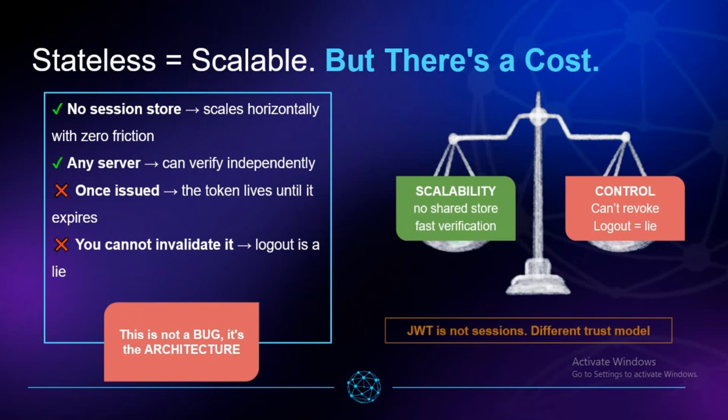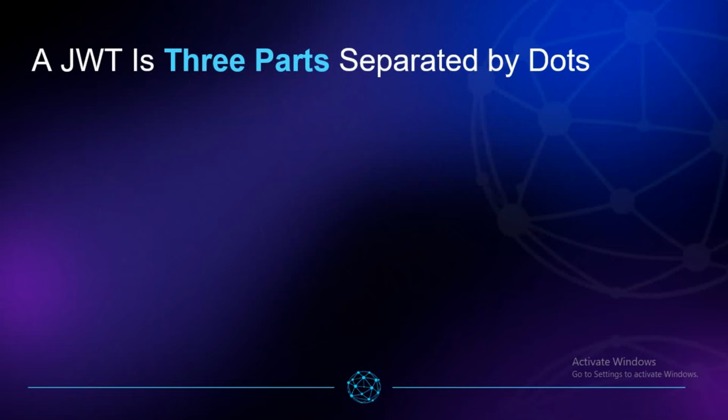This isn't a bug. This isn't something you can patch. This is the architecture. JWT is not a session replacement. It's a fundamentally different trust model, and we will talk about how production systems deal with this in the next video. Now let's look at what's actually inside a JWT.